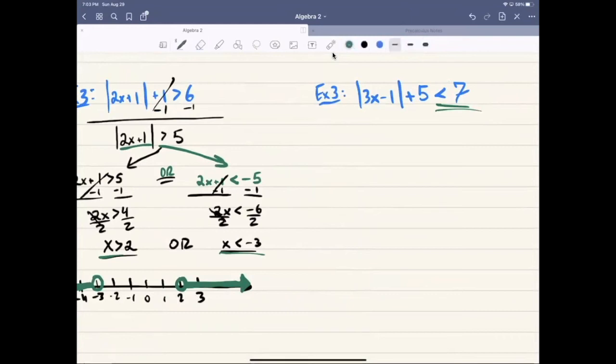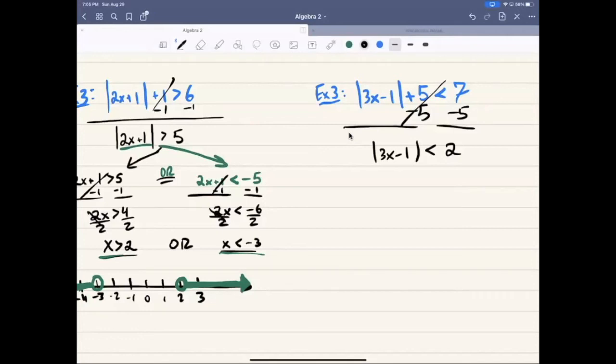So first things first, before we can work on this problem, we have to get rid of this +5 because we want our absolute value part to be by itself. So we're going to subtract 5 from both sides. Once you subtract 5 from both sides, you're going to get the absolute value of 3x minus 1 is less than 7 minus 5, which is 2.